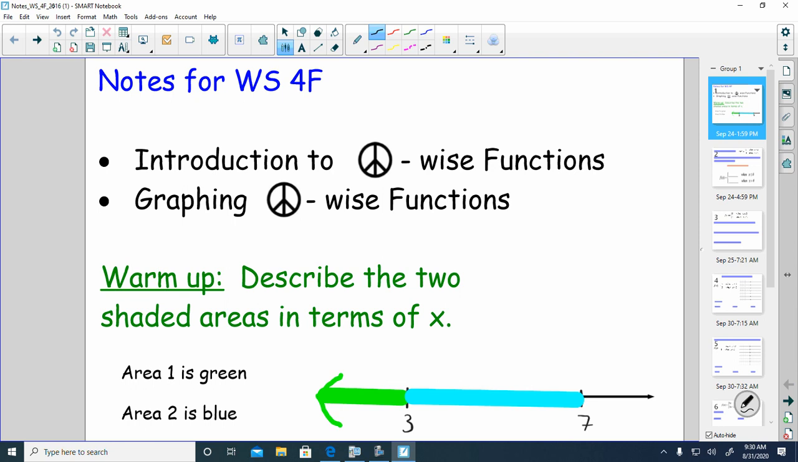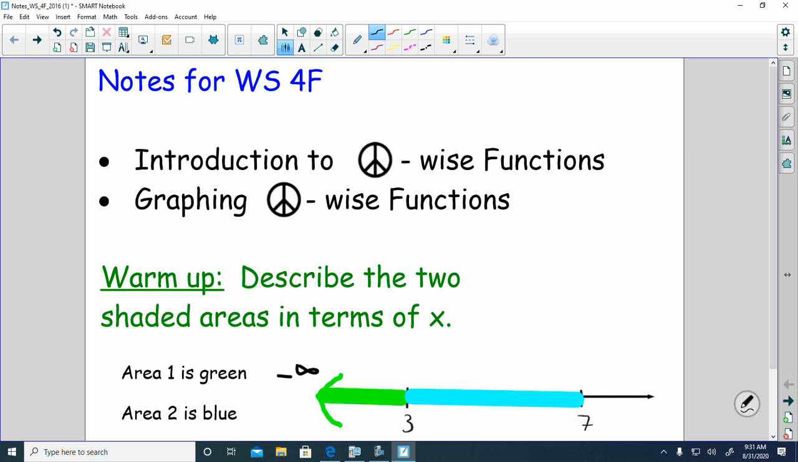So introduction to piecewise functions and graphing piecewise functions. Warm up, describe the two shaded regions in terms of x. So if you had negative infinity down here, the green would be negative infinity to 3. And I don't know if we would include it or not. We'll just make it rounded brackets. So that deals with this region. This region here deals with from 3 to 7. And I don't know if there would be dots here or not. I would say let's just call these both open dots so we'd call it safe. So we have that taken care of.